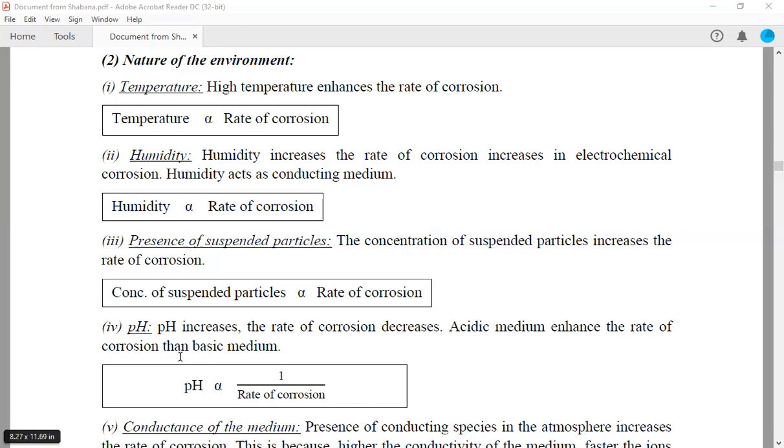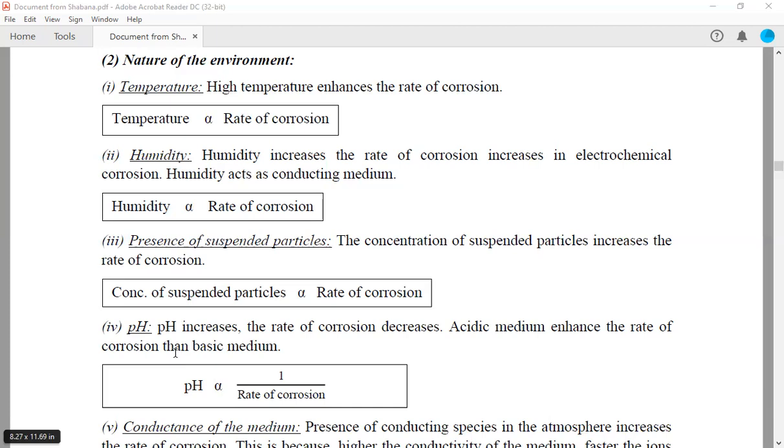The suspended particles absorb moisture and act as a strong electrolyte, increasing the rate of corrosion. These suspended impurities also absorb both the gases and moisture and slowly enhance the rate of reaction.